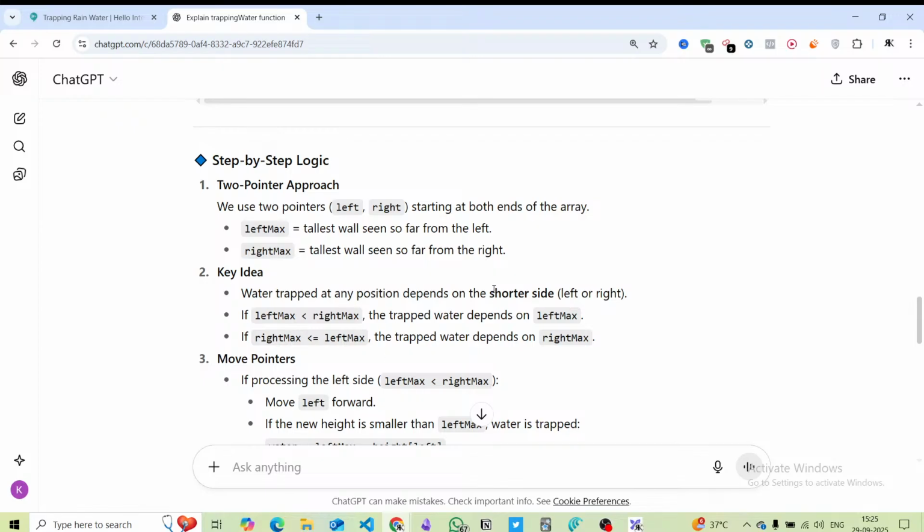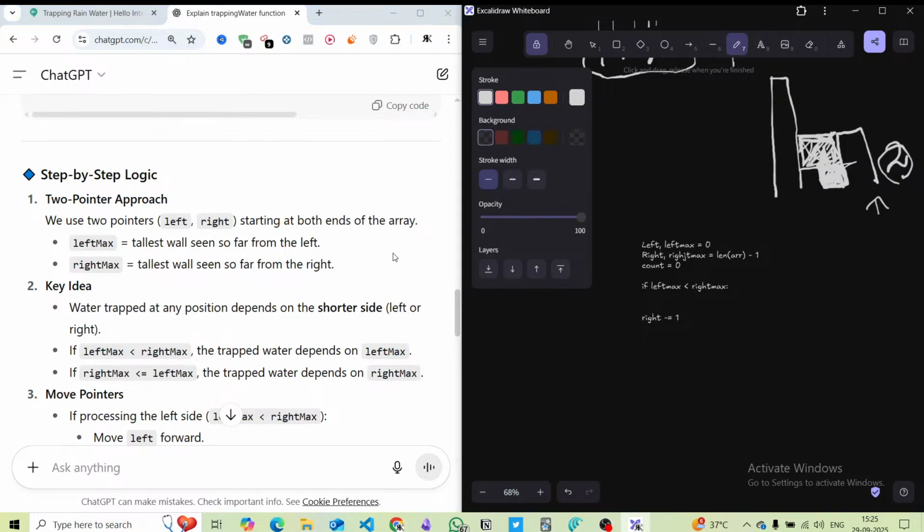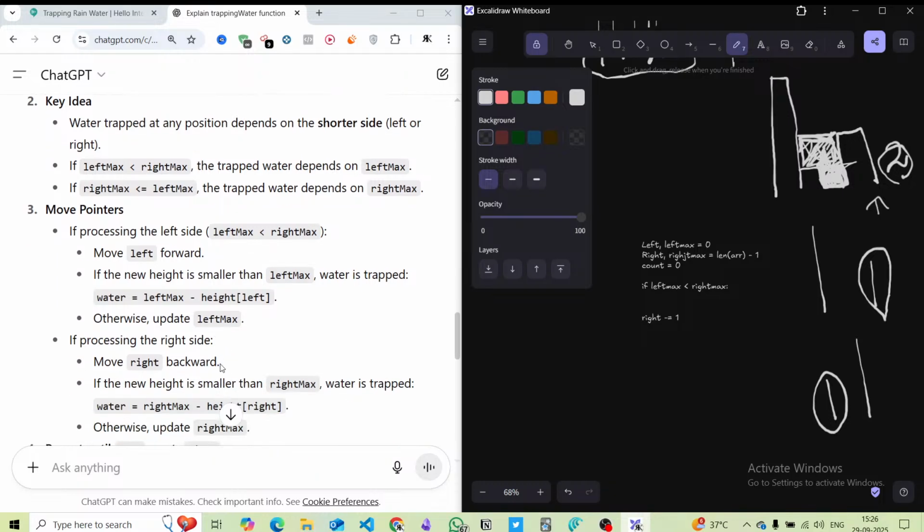Okay, so here the key idea is the same thing. If the left max is greater than the right max, then the trapped water depends on this one. If the left one is lesser than the right one, then the trapped water depends on this one. So basically, the trapped water depends on the minimum value of the left max or right max, right? So this is the key idea they have given.